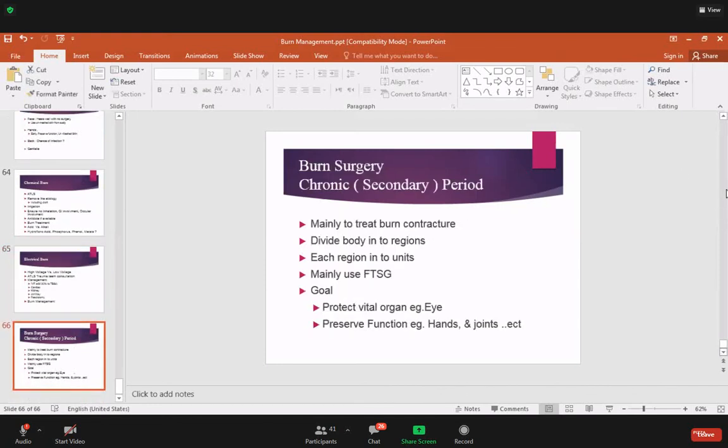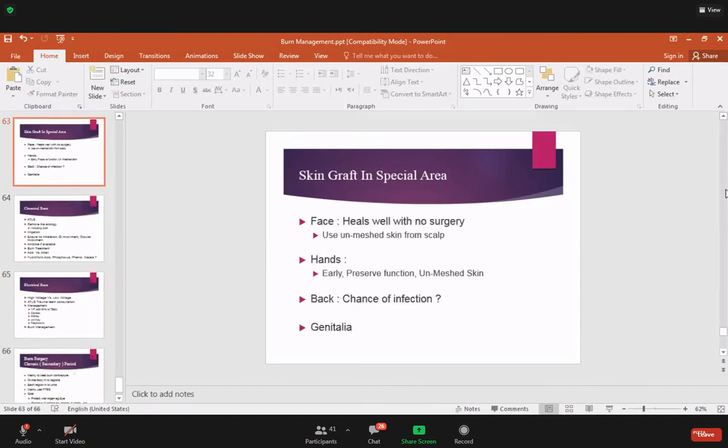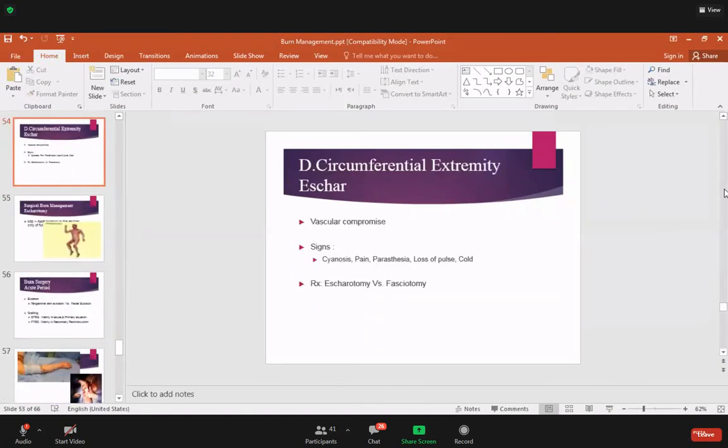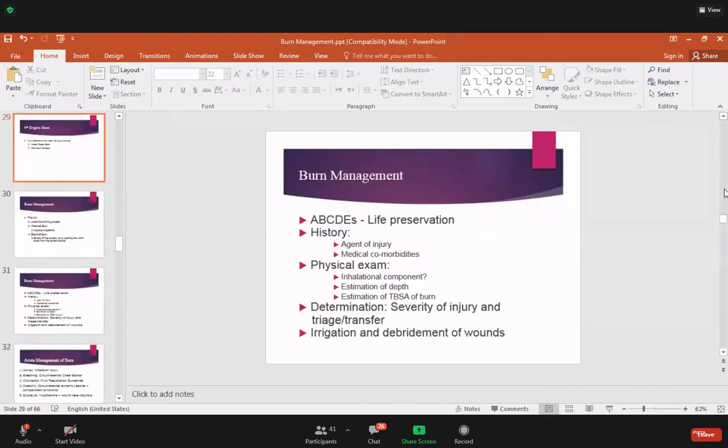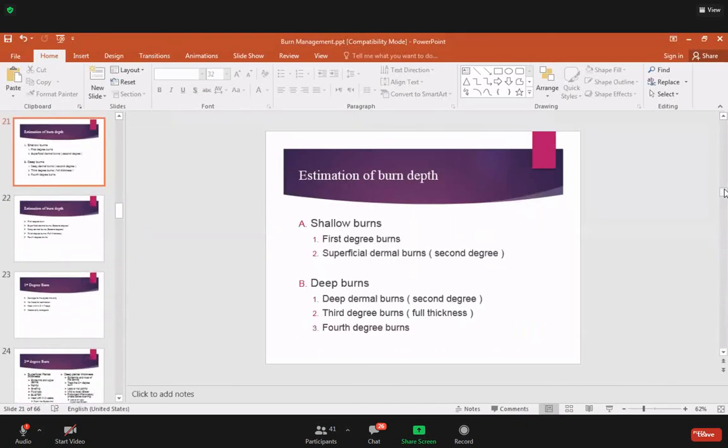Okay, this is all about the burns. The important things in it that you should know: how to calculate the burn fluid management, how to calculate the burn fluid estimate, and how to calculate the calories for these patients, and how you classify the burns by depth, how you calculate the total body surface area burnt, and what are the presentations of different types of burn.